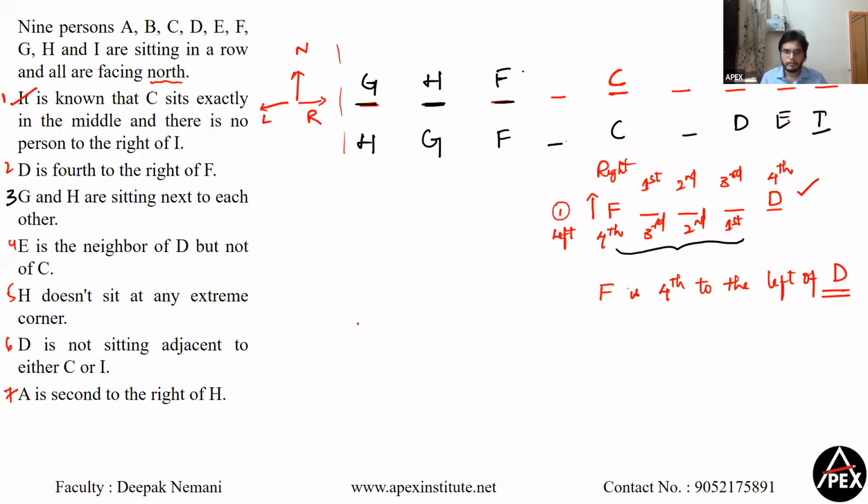Now H does not sit at extreme end, so this can be eliminated. And A is second to the right of B, isn't it? So A will be sitting here and B will be here, and this completes the final arrangement of these 9 people. Clear, guys? Any doubts? Quick responses, please.